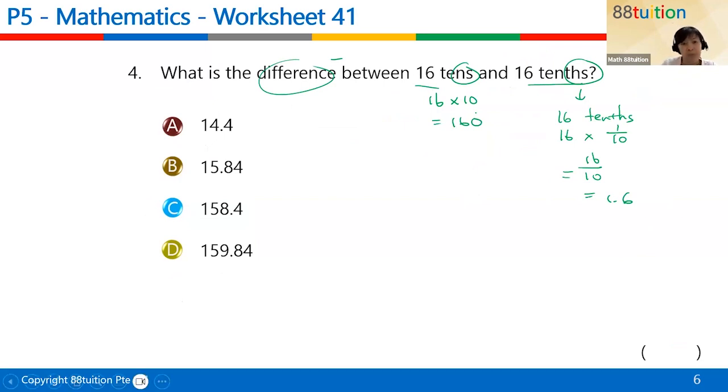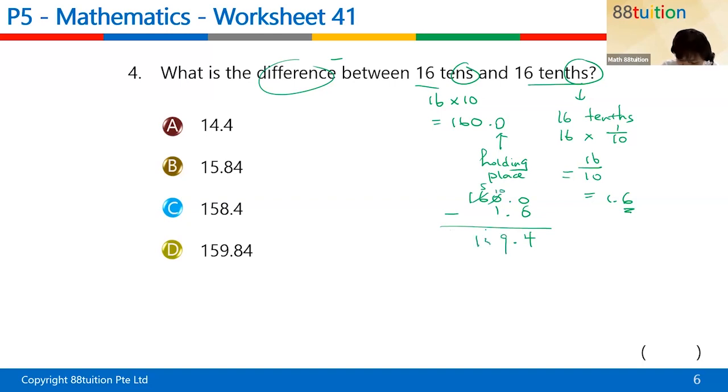So in order to find their difference, you just have to minus. Since this is a 0.6, make sure you put a placeholder here. Technically, the reason is that you have 1 decimal place, so this one also must have 1 decimal place. 160.0 minus 1.6. Then you have to regroup 5, and so you get 9. 158.4.